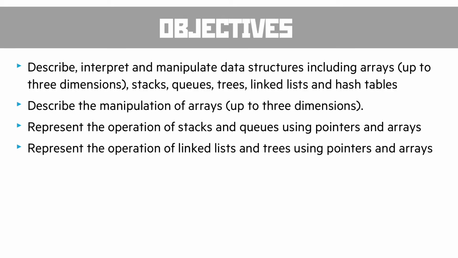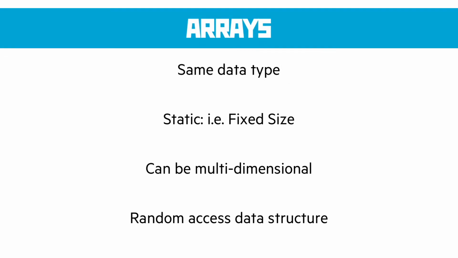Let's start with arrays. Arrays, on the whole, need to have the same data type. Arrays tend to be static. They are a fixed size and they can't be changed while the program runs. They can be multi-dimensional, which we'll have a look at in a second, and is part of what we call a random access data structure, in that I can access any element of the array as quickly as any other.